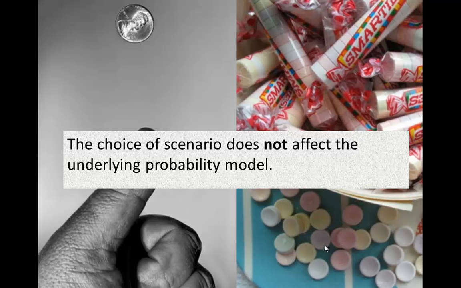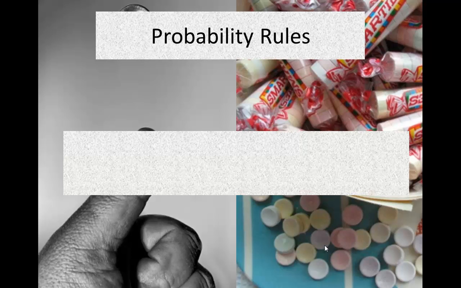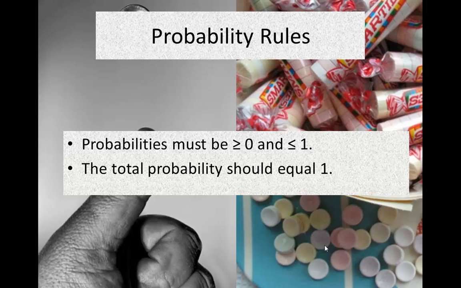You will also have learned that the models for a coin flip and a candy drop are the same. That is, the same probability model can be used for many different random experiments. Finally, you learned the probability rules, that probabilities are numbers between 0 and 1, and the total probability in the model should be 1.